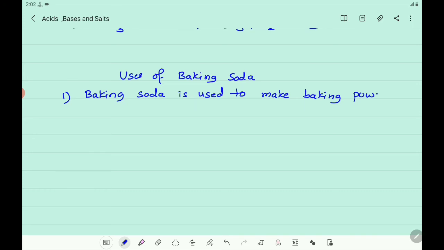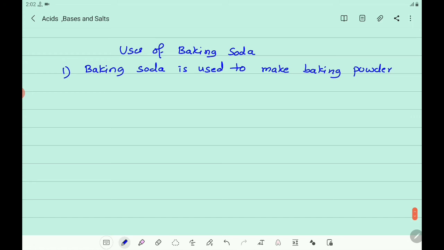Baking powder. So then what is baking powder? Let us write that one afterwards. Then you take the second use.